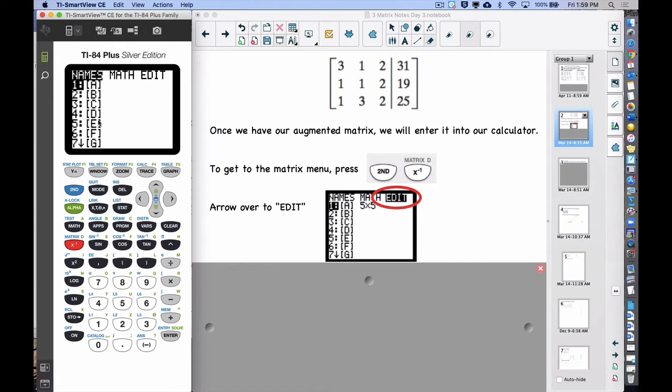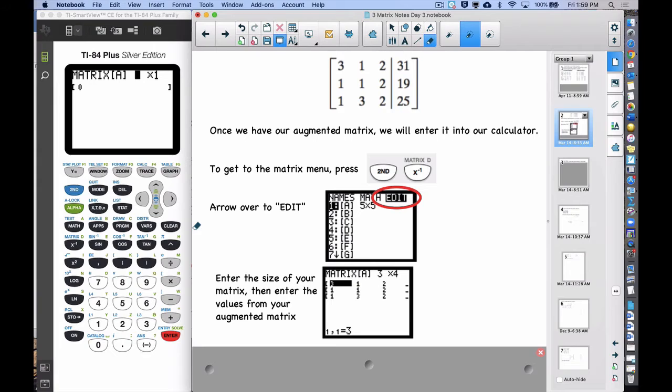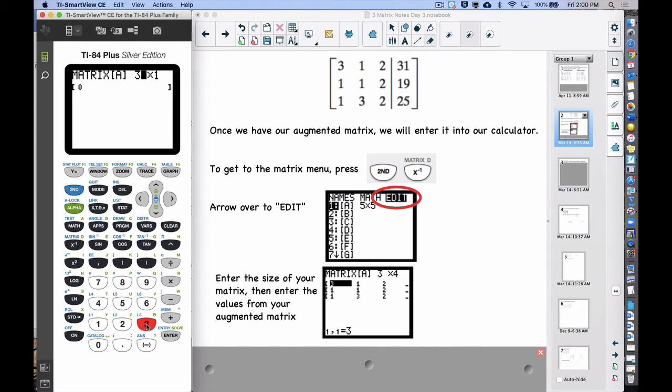Right now, this is just if you want to choose one of the matrices. We don't even have anything in there yet. So we are going to go to edit and hit enter. Next, we need to enter the size of our matrix. Now, it's possible that you have something else in here besides 1 by 1 and 0, if a program used this or if you used this before. But if we're going to enter this matrix in, it has 3 rows and 4 columns.